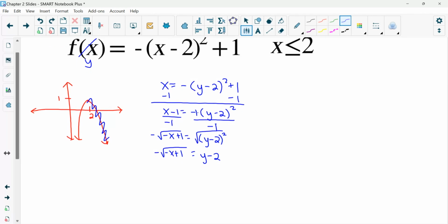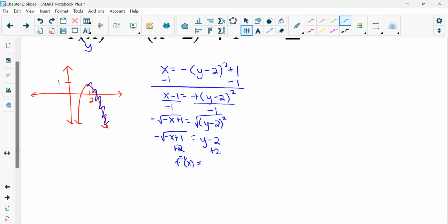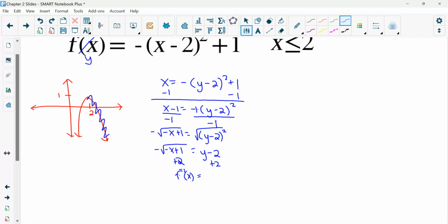And then to get the y totally by itself, we have to add 2. So the y would be by itself now, so that's going to be changed to f inverse of x. And then we're left with the negative square root of negative x plus 1 and then plus 2 on the outside.